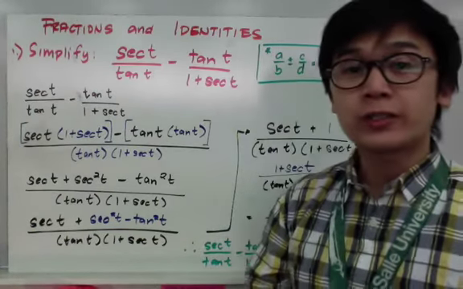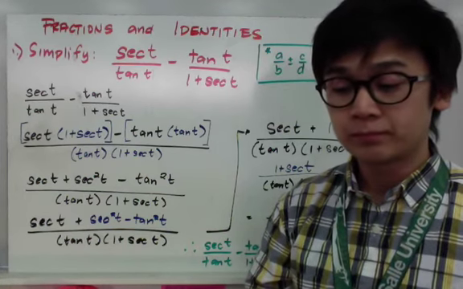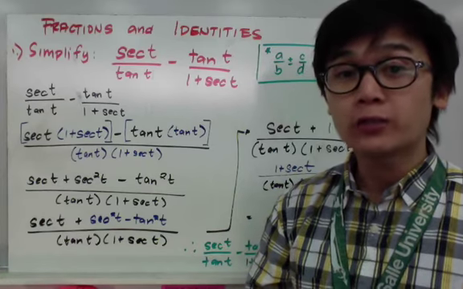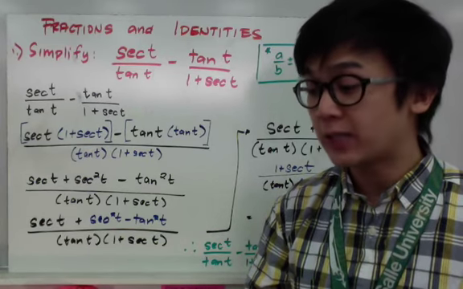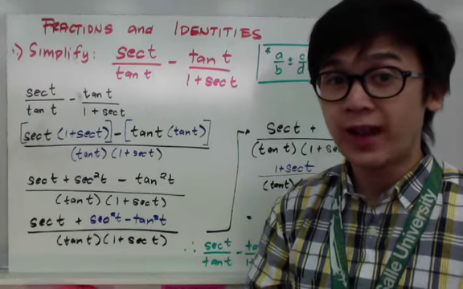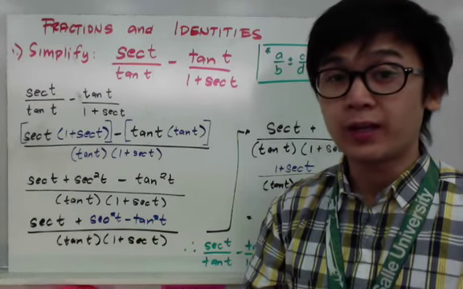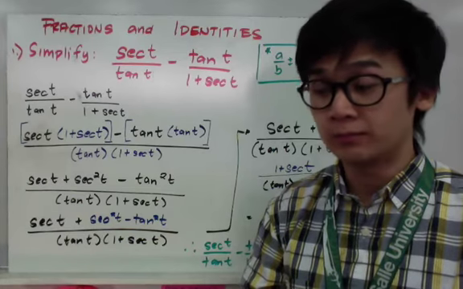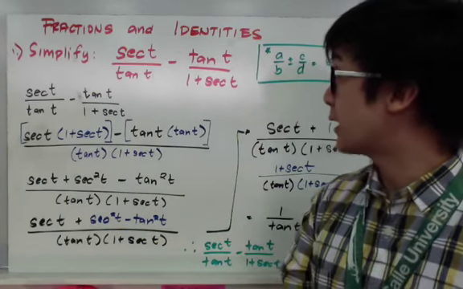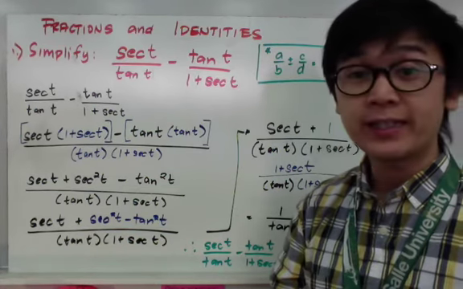Now, not only do you need to be familiar with the factoring techniques used in the trig identities, you also need to be an expert, or at least comfortable, in dealing with fractions, because you will see fractions in trig expressions or trig identities. So here, I have secant t all over tangent t minus tangent t all over 1 plus secant t.